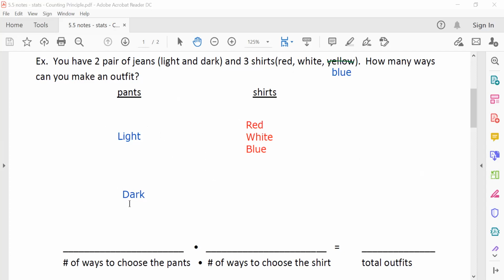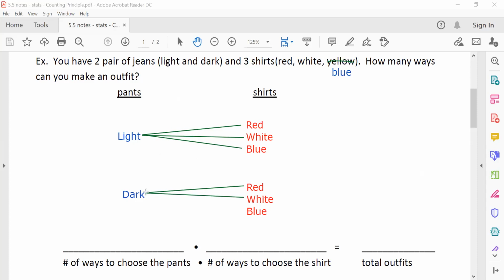But that exists for each of these. You could go down this path and say there was also red, white, and your blue shirt that you could have worn. And so suddenly there's a whole bunch of different connections you can make here. And so now we see there's 6 possibilities. You could do your light pants with the red shirt, light pants with the white shirt, light pants with the blue shirt, or you could have done dark pants with the red shirt, dark pants with the white shirt, dark pants with the blue shirt.